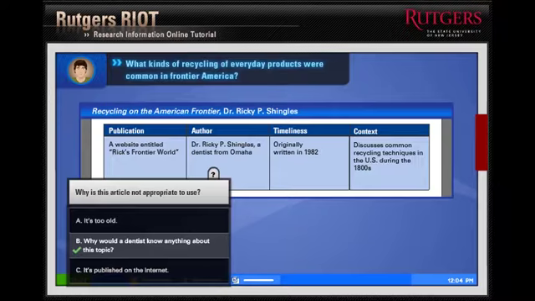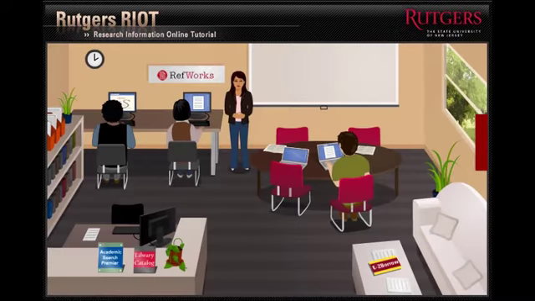Exactly. I mean, this dentist could know a lot about recycling in frontier America, but his credentials on their own don't help us trust him. Combine that with the fact that this isn't from a scholarly, peer-reviewed journal, but from a self-published website, and this author's credentials aren't looking too good.